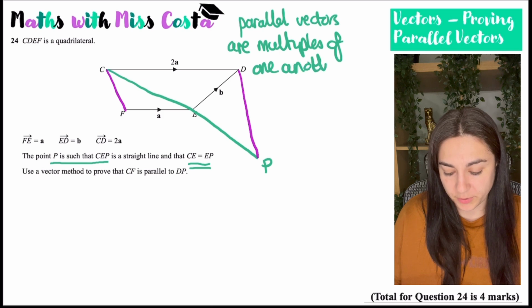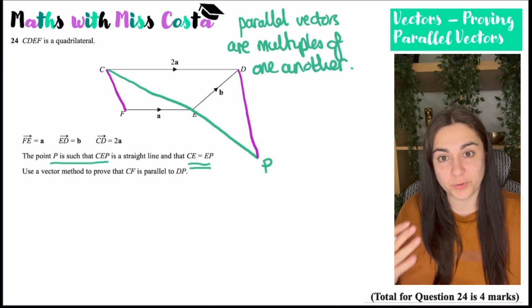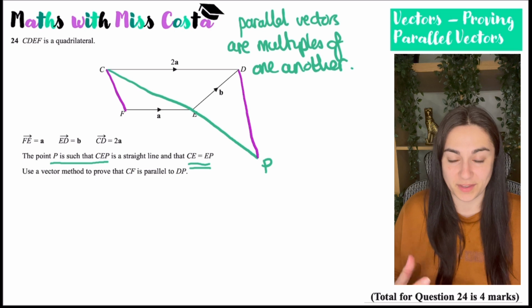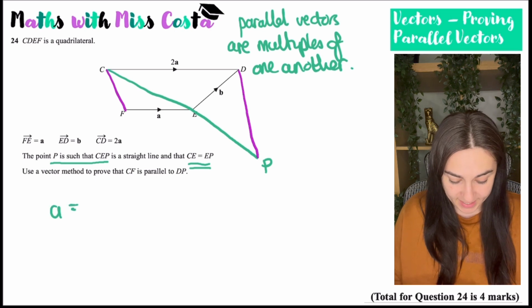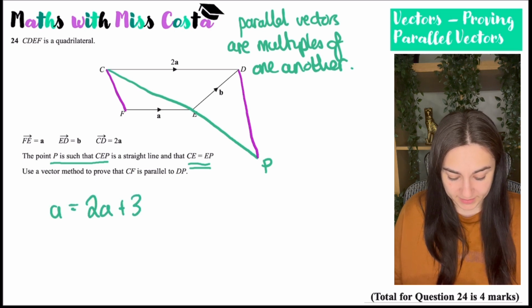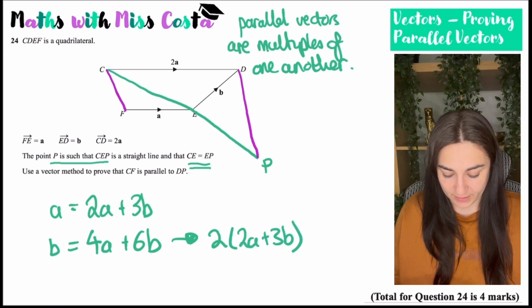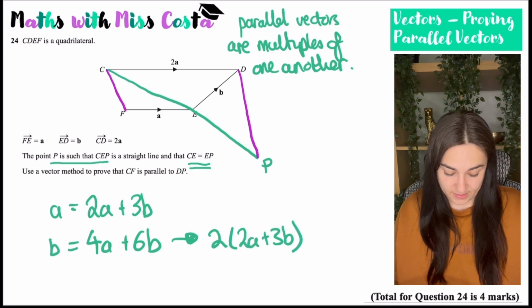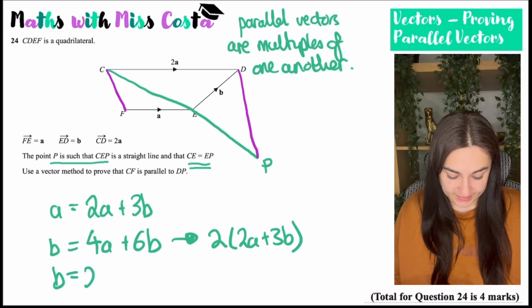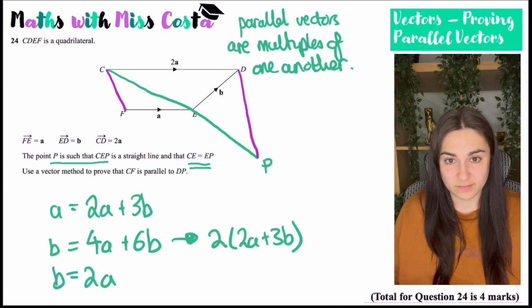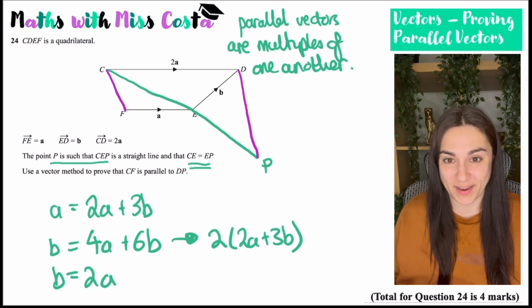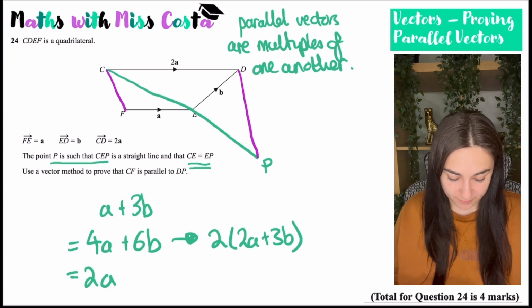So in order to prove that something is parallel, you need to show that it's a multiple of the other thing. So for instance, if vector A was 2a plus 3b and vector B was 4a plus 6b, you could factorize that to say that's 2 lots of 2a plus 3b, and therefore B is 2 lots of A. So that's how we prove that the vectors are parallel. So that's what we're looking for.